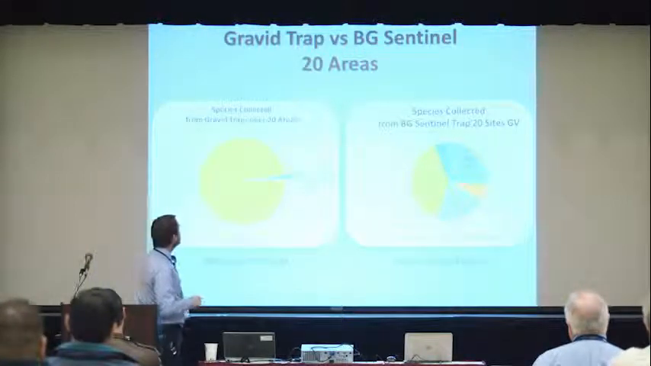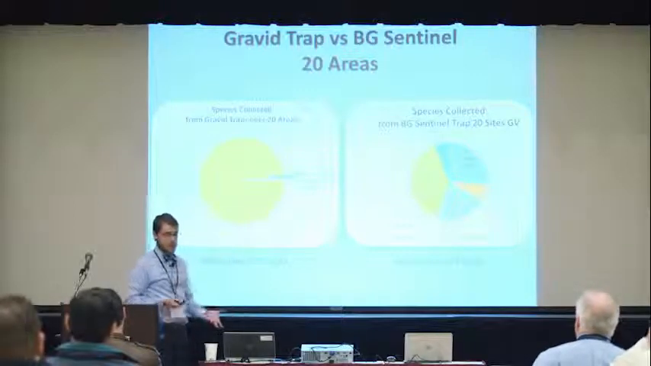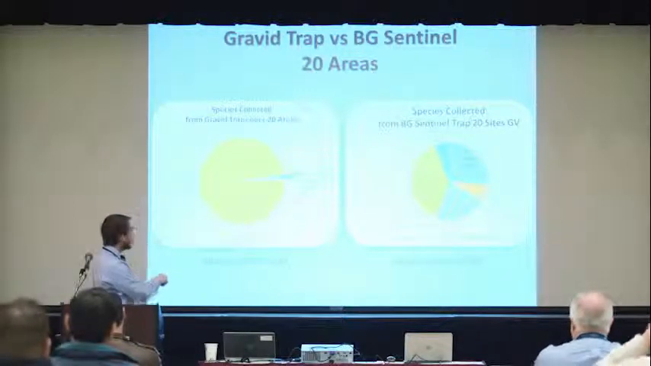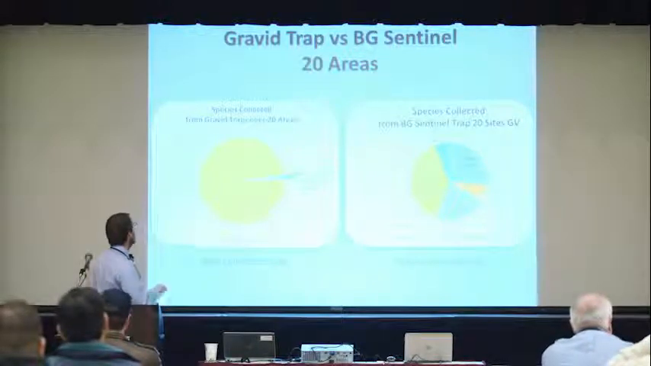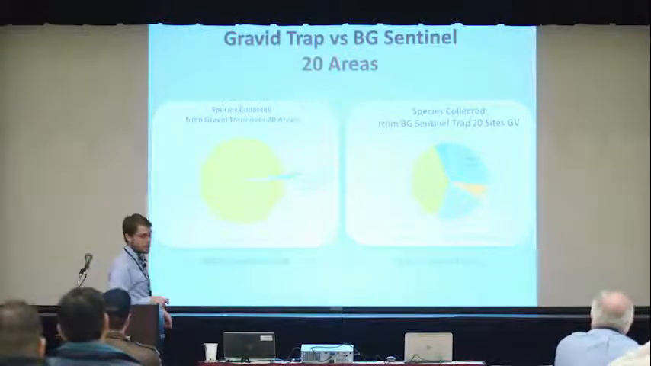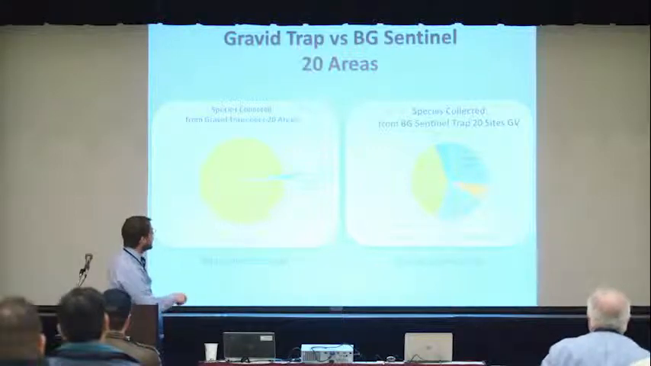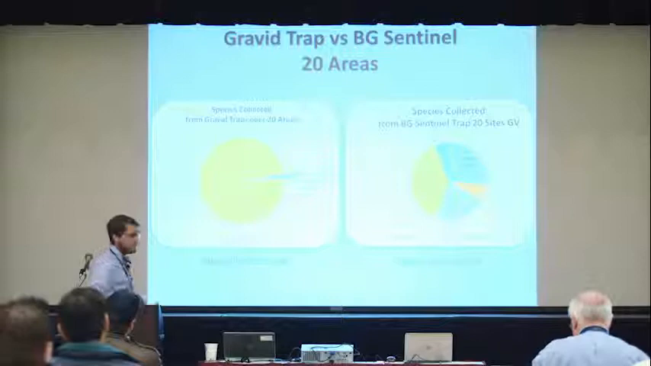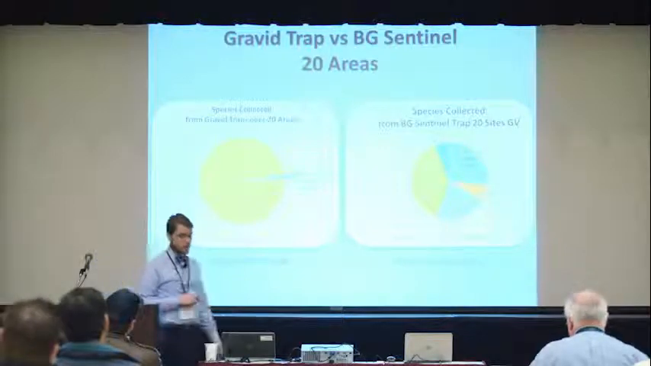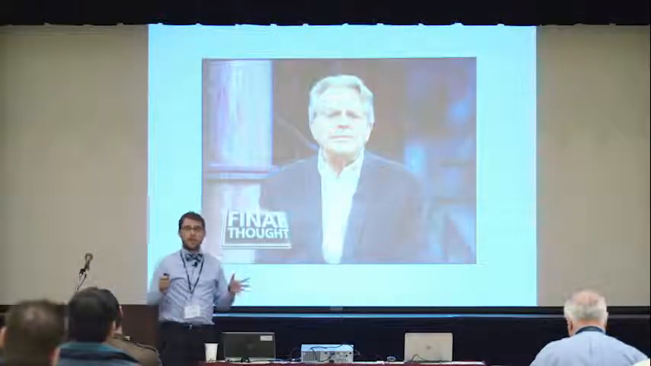So whenever you look at the gravid trap in the same vein, you can see 97% of the mosquitoes collected in the gravids were Culex quinquefasciatus. And you can see here, it narrowed it down, 26% were albopictus and 7% were Aedes aegypti from the BG trap. And so, final thoughts.